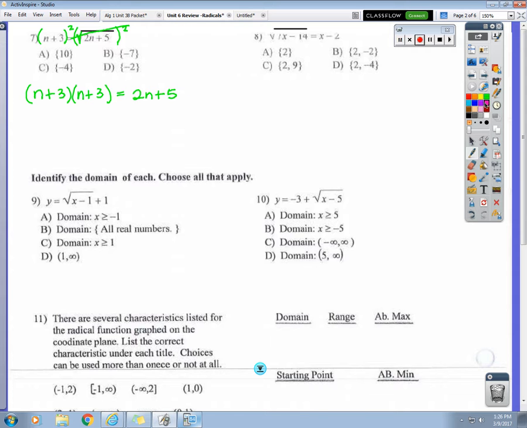Now what can I do next? FOIL the left side or distribute. N times n is n squared. N times 3 is 3n. Then you have to distribute the 3 times both, and that makes another 3n and a positive 9. Okay, now what can I do? Okay, combine like terms on the left side first. N squared plus 3n plus 3n can just be written as plus 6n, and then you write the rest. So now that the left side is simplified, now what can I do?